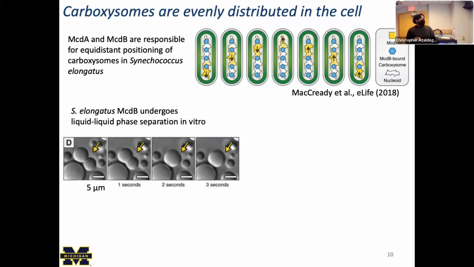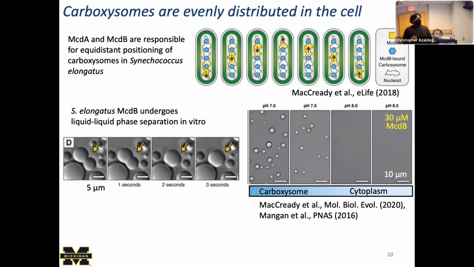As you can see here, you form these liquid droplets in a test tube that are capable of undergoing these dynamic fusion events and ultimately converging to again a spherical shape once fused. And so this activity is particularly interesting because they also found that this phase transition is quite dependent on the pH of the environment where the protein is.